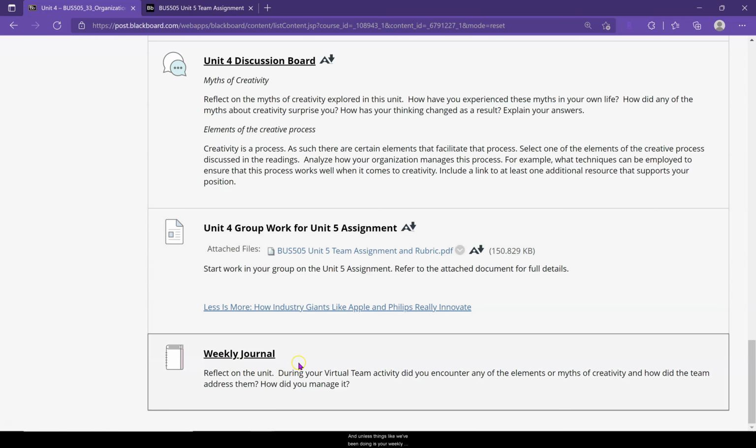And then the last thing, just like we've been doing, is your weekly journal. And just as a reminder, the weekly journals are going to be graded at the very end. But this is kind of your chance to talk about and document, not only for the class but primarily for you, how you can understand what we've been working through in the course. So it's a good reflection period.